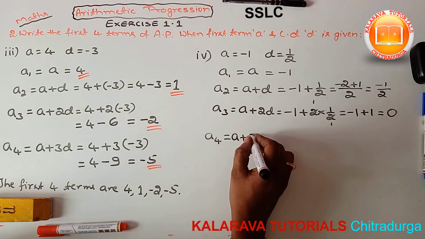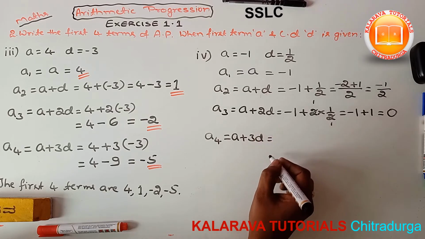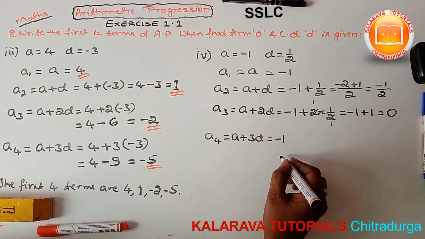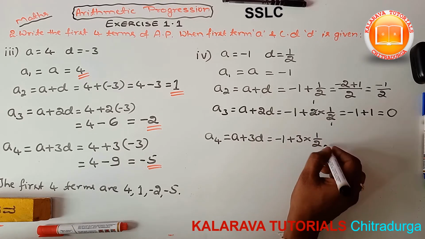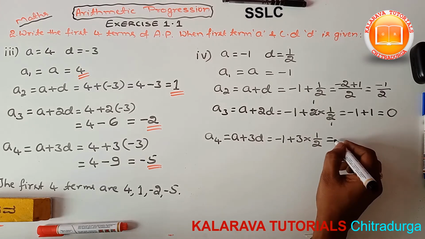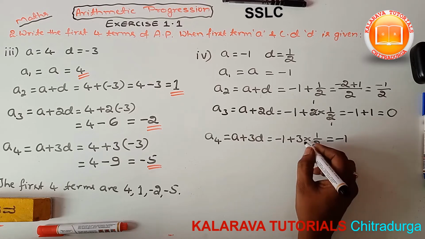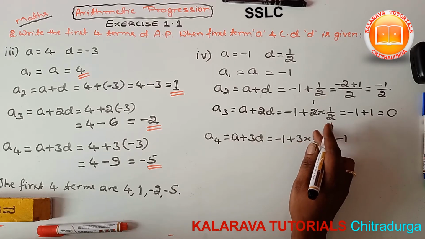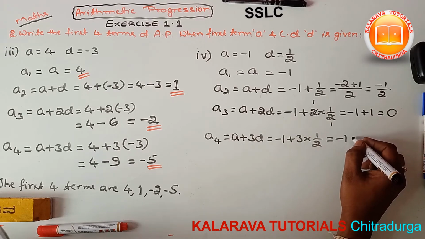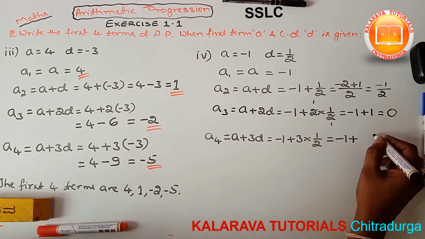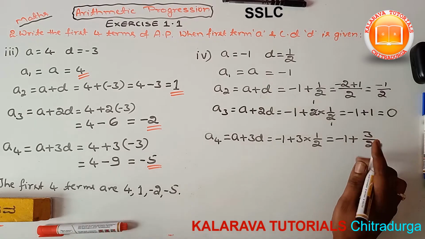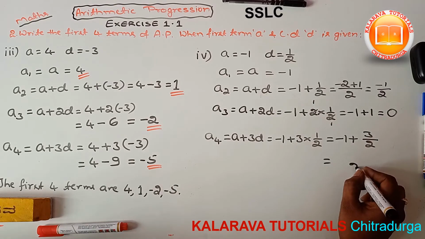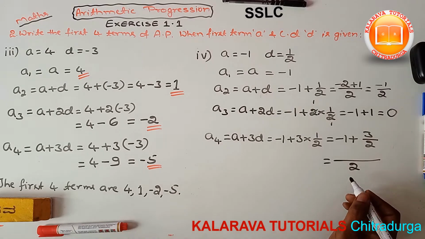Fourth term is equal to a plus 3d. A is minus 1 and plus 3 into d, that is 1 by 2. So that gives you minus 1 plus 3. You have to multiply the numerator to the numerator. 3 ones are 3. Here it is plus 3 ones are 3 divided by 2. Now we have to solve this by taking 2 as the LCM.